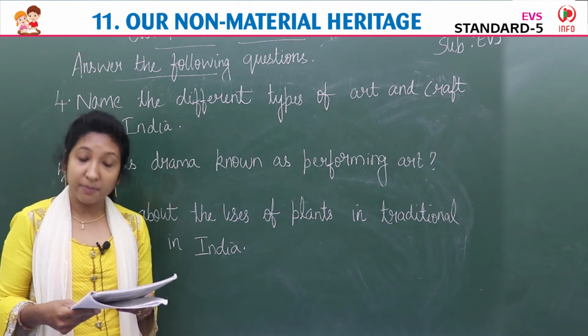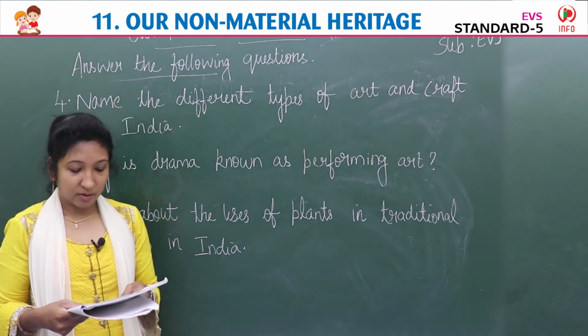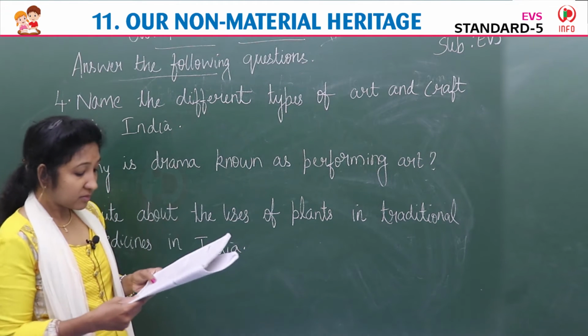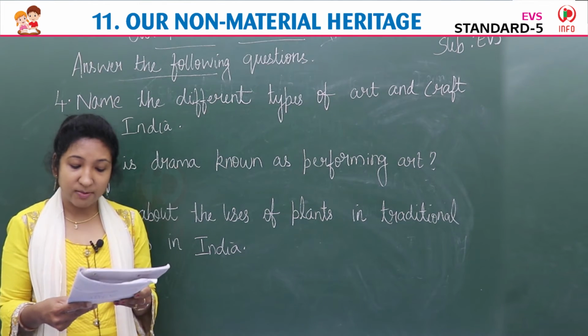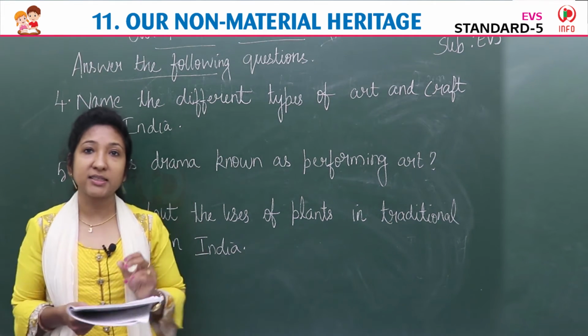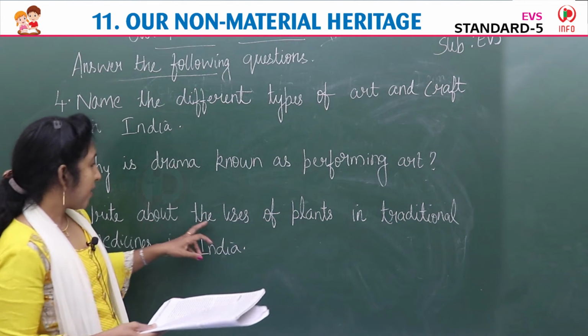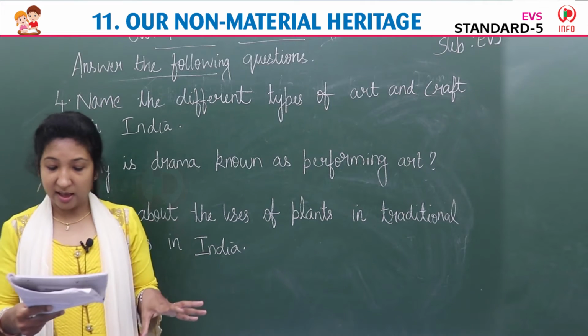Haldi is a great remedy for injuries and other physical pains. Last is tulsi. Tulsi is used to cure dry cough and also helps improve the immunity levels in the body, for the body to fight against disease. So this is the answer to the last question about the uses of plants in traditional medicines in India.